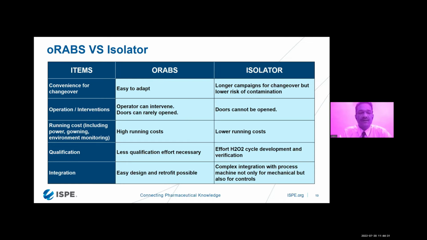In terms of integration, the integration for ORABS is an easy design, and a retrofit is possible even for older machines. You can do the retrofit and have ORABS for machines which are old. But in the case of an isolator, you require a specially designed base frame for the machine, and a retrofit is not possible because it's a complex integration with process machines, not only in terms of mechanical aspects but also in terms of the controls.